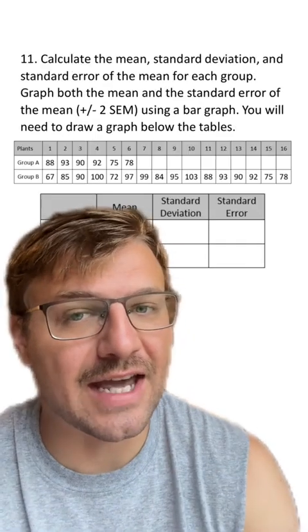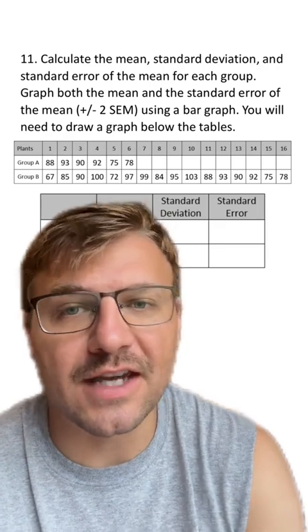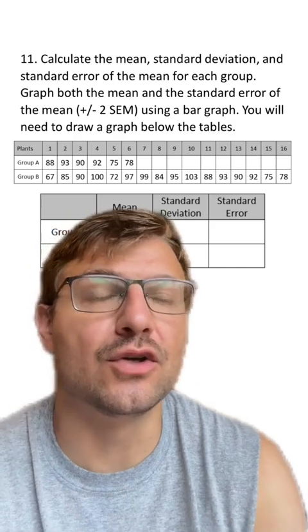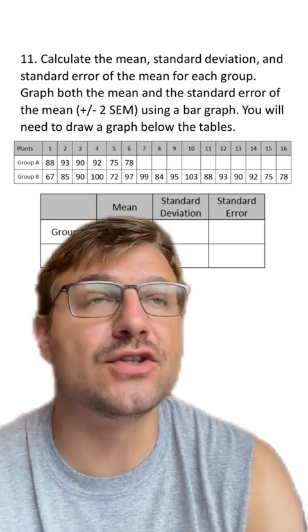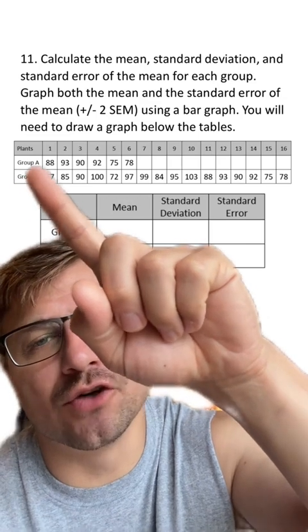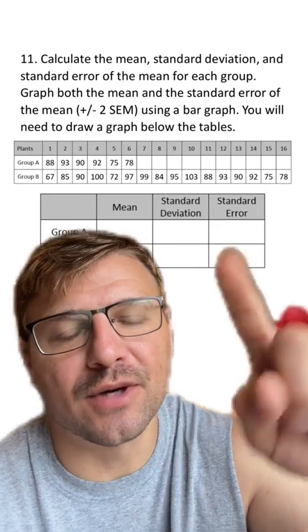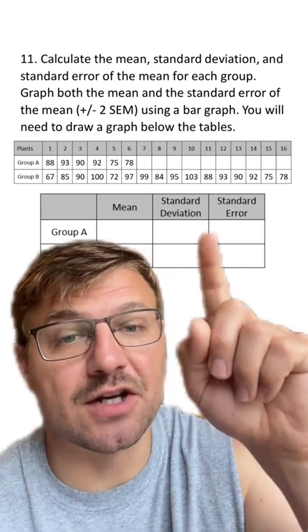What the question's going to ask is it's going to ask you to calculate the mean, or the average, standard deviation, standard error for each group. Then the question's going to ask you to graph each group's data's average as a bar graph, as well as plus and minus 2 standard error of the means. If you take a look at our table here, you can see Group A has 6 points of data, while Group B has 16 points of data. And again, it's going to ask you to calculate the mean or average, the standard deviation, and the standard error.